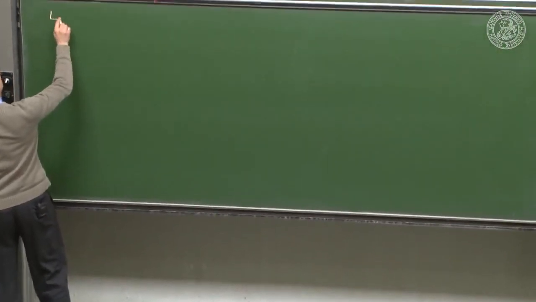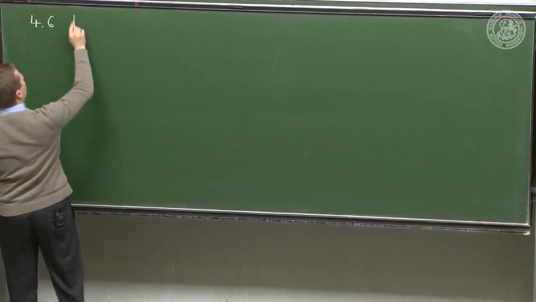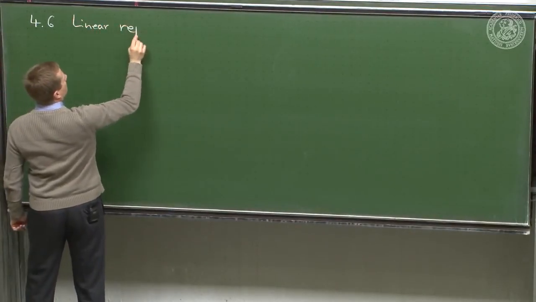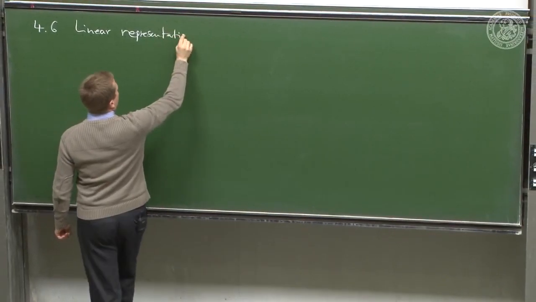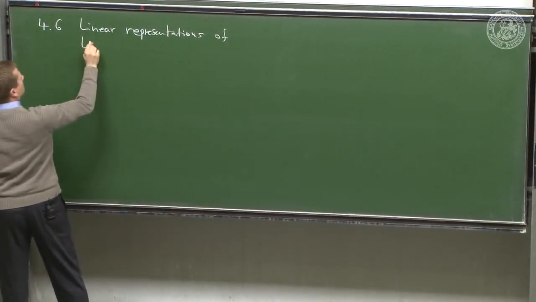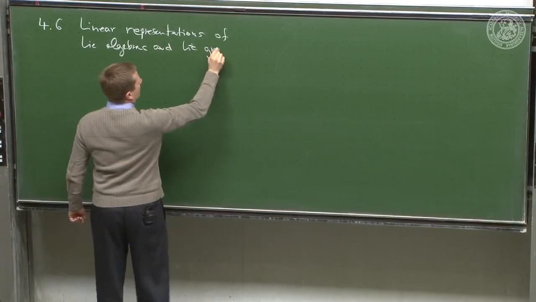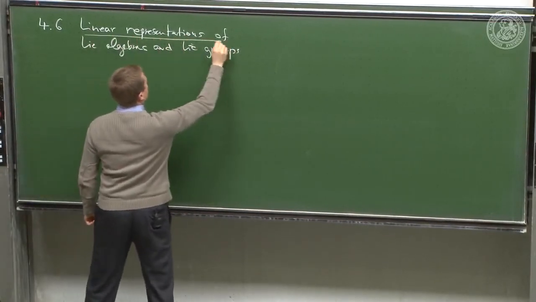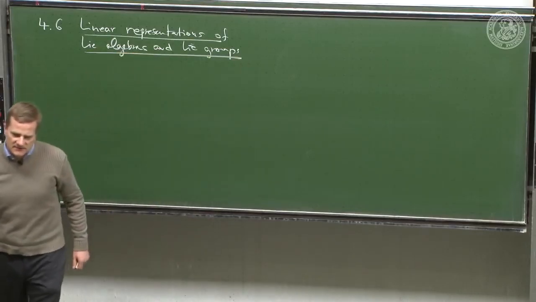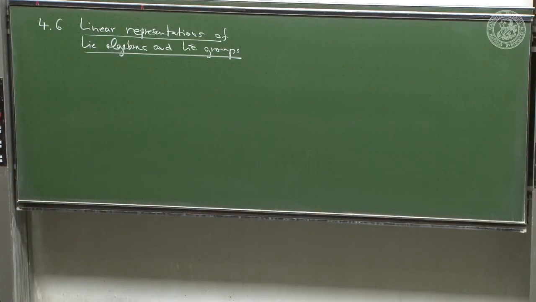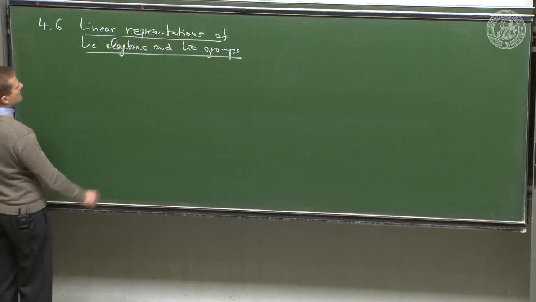So we have a section 4.6, linear representations of Lie algebras and Lie groups. And we start with the algebras, and then we briefly comment on the groups. Now again, you can give at least a half semester long lecture on this topic, so I'll present mainly no proofs, but I'll introduce the important concepts. So the key concept is the following.